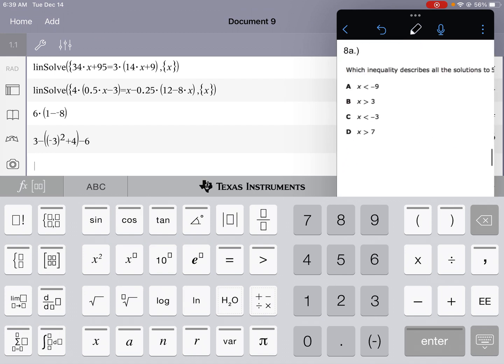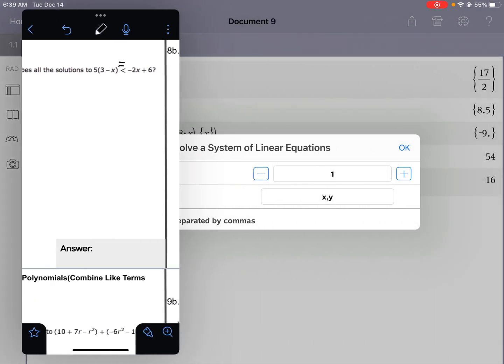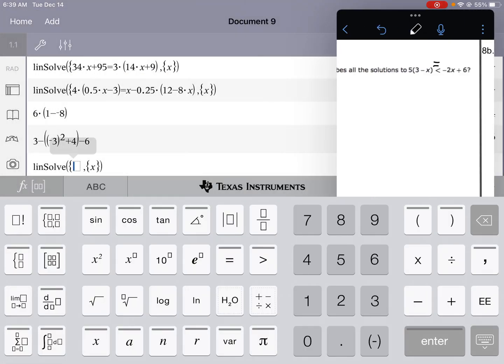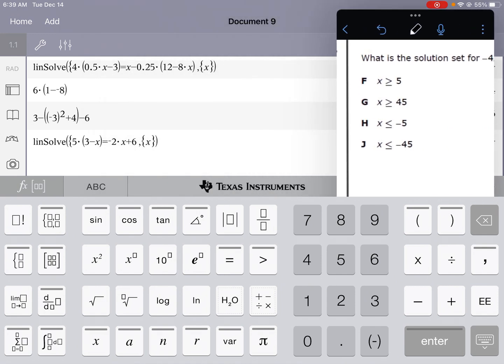Okay. Next one, which inequality best describes the solution? So if we change this to an equal sign, it usually can help us eliminate some of our answer choices. We go menu 3-2 again. I change that to 1, I hit OK, I type it in. Okay, so if we have 5 times 3 minus x equals -2 x plus 6, double check, press enter. Oops, it tells me my answer should be 3.